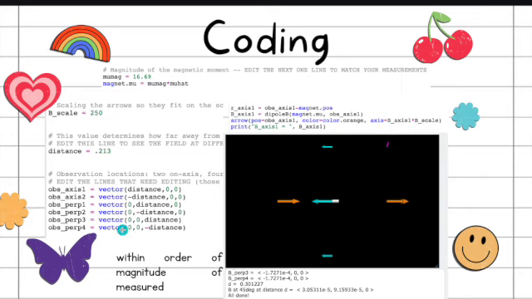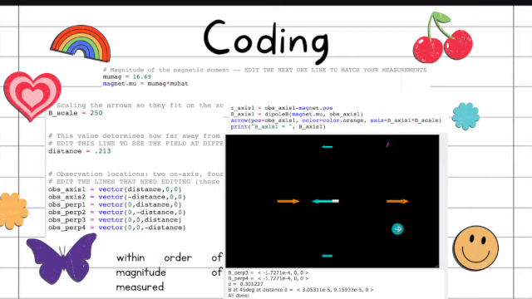We scaled the arrows and added arrows at a few different distances: on the perpendicular axis, on the axis, and at a 45-degree angle away from the magnet, which you can see in the magenta.